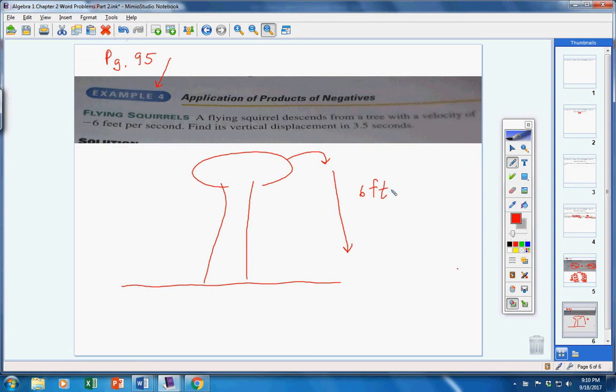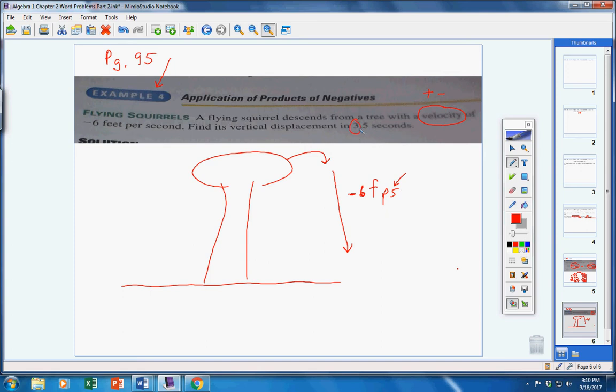6 feet per second. Now it's negative because we're dealing with velocity. Remember, velocity is either positive or negative depending on whether it's going up or going down. We're going down, so that's velocity negative. Find its vertical displacement in 3.5 seconds. Now, guys, the math part is easy. It's going down 6 feet every second. And it does that for 3.5 seconds.